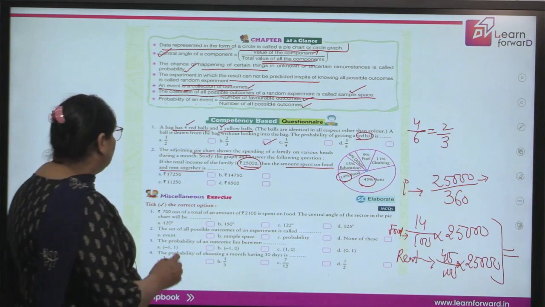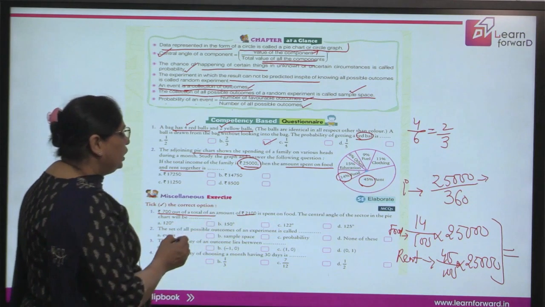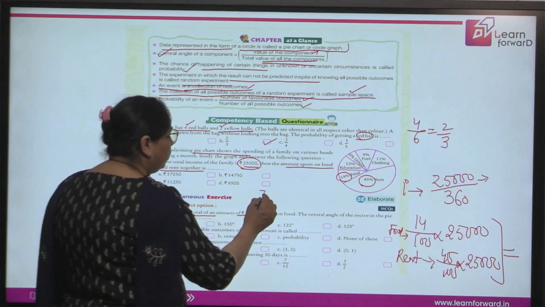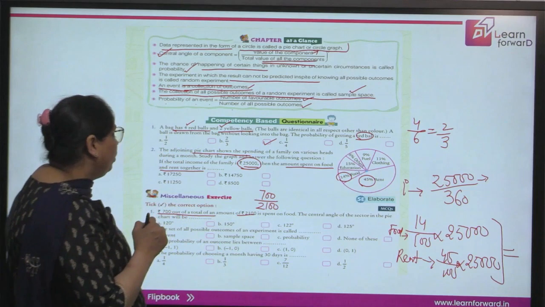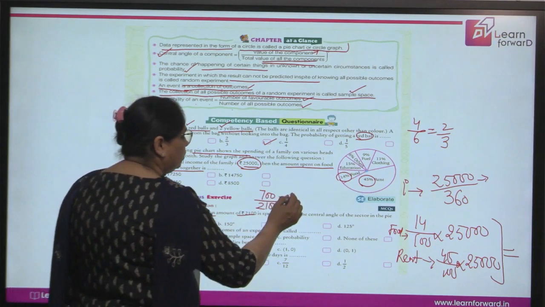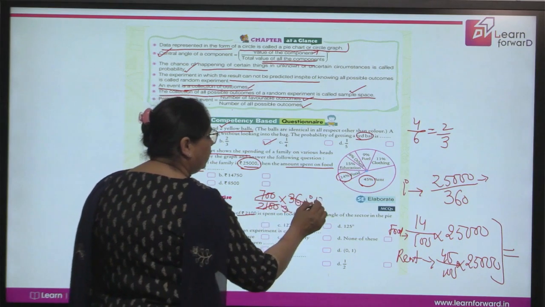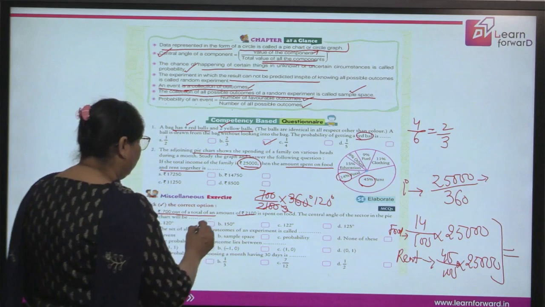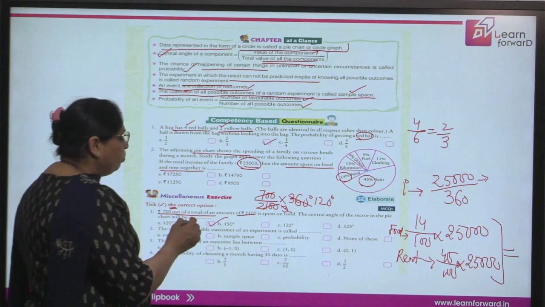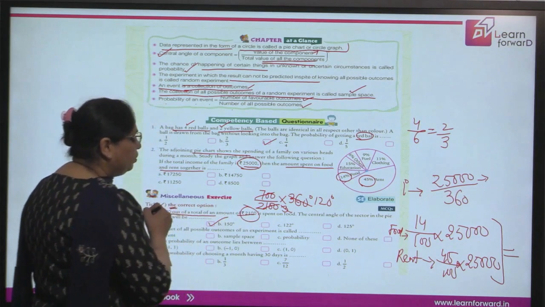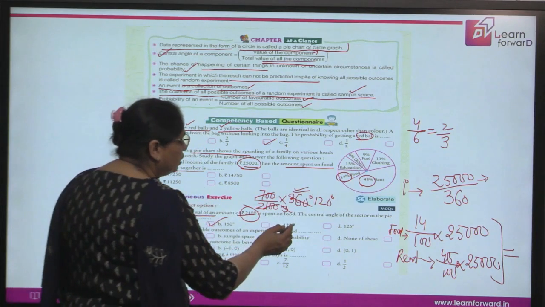Now, rupees 700 out of the total amount of 2100 is spent on food. 700 upon 2100, the central angle will be 120 degrees. This is the answer, because this is the item and this is the total amount spent. We have to multiply it by 360 degrees since the answer is in degrees.